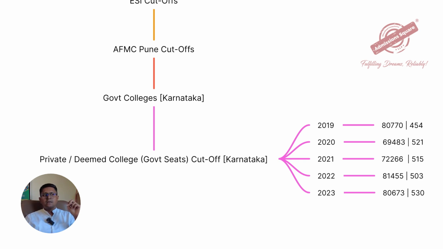Keep in mind. Next year, 2021, 515 was the score and 72,266 was the rank. Next year, 503 was the score and 81,455 was the rank. In 2023, 530 was the score and 80,673 was the rank. These students got the lowest cutoff for government quota seats in private and state deemed colleges in Karnataka. So with these, we conclude the basic cutoff analysis.